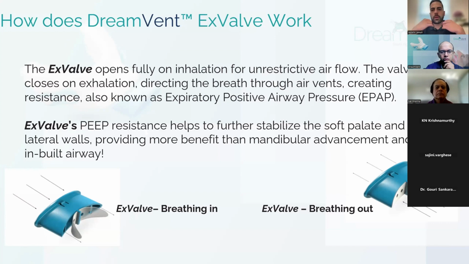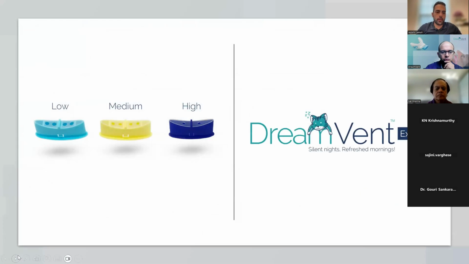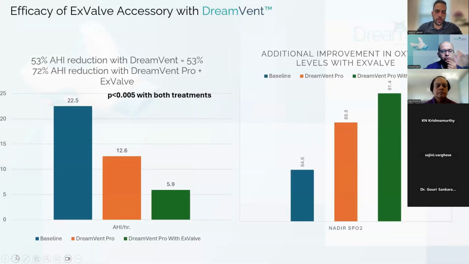So it makes breathing less effort for patients. By keeping the patency of the airway, by keeping some of the air inside the airway, it doesn't allow the airway to completely collapse. So it makes it easier for the patient to breathe, and it also improves the apnea-hypopnea index. We have multiple research studies that Dr. Sharma and others have done and shared here as well, where you see how the XValve is pretty good in improving the apnea-hypopnea index, even more than just the Dreamvent itself.